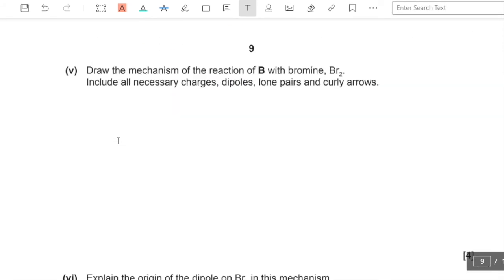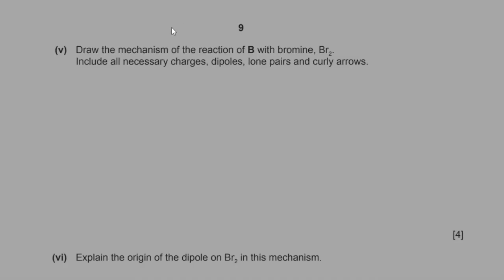5. Draw the mechanism of reaction of B with bromine. Include all necessary charges, dipoles, lone pairs, and curly arrows. So this is going to be an electrophilic addition reaction because bromine over here acts as an electrophile and the double bond between carbon atoms is broken down. So I'll draw the structure of B.